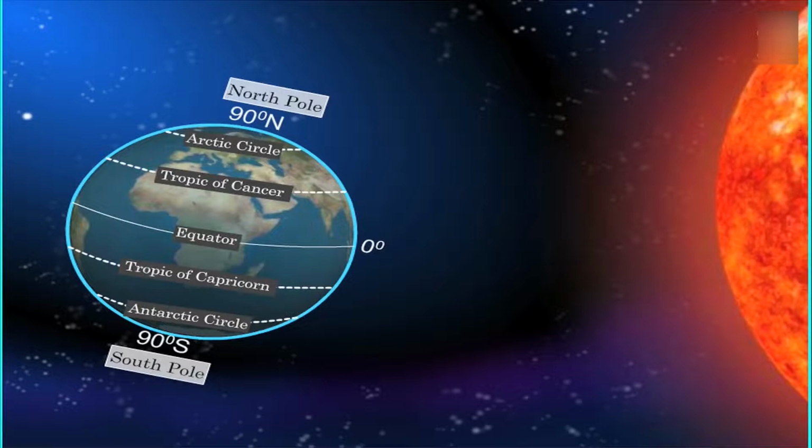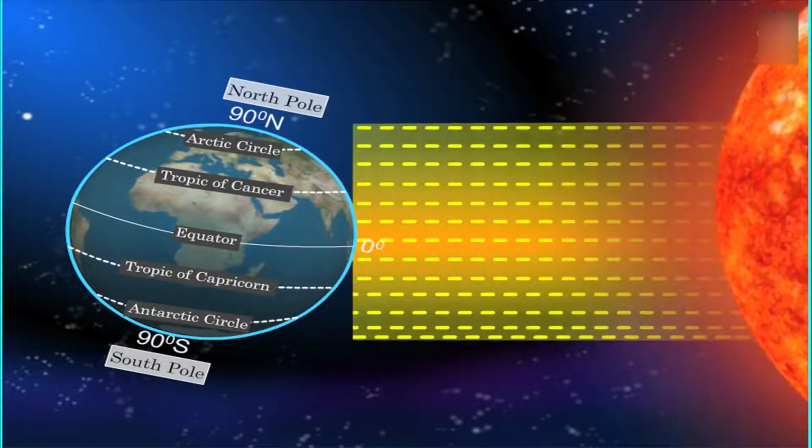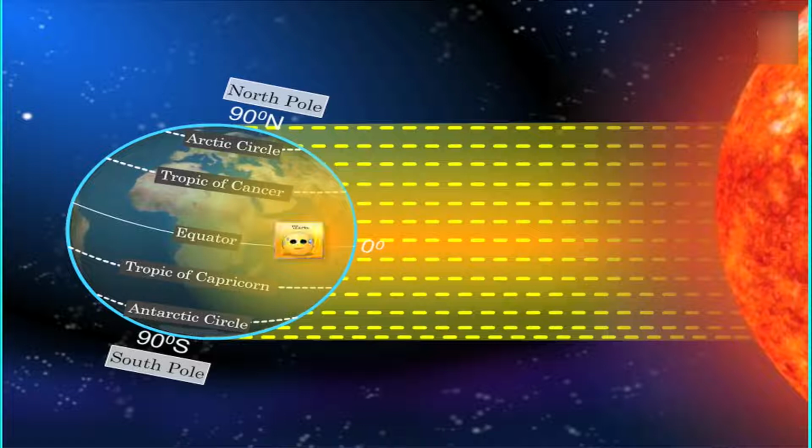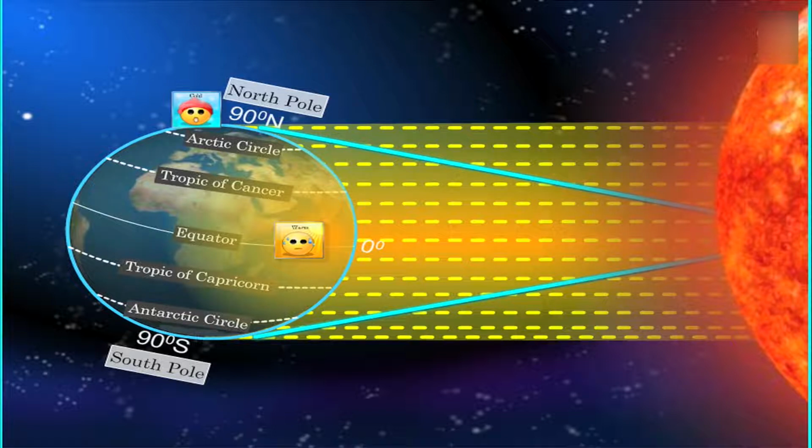Some parts of the earth receive direct rays from the sun all year and are always warm. Other places receive indirect rays, so the climate is colder. Warm air, which weighs less than cold air, rises. Then cool air moves in and replaces the rising warm air. This movement of air is what makes the wind blow.